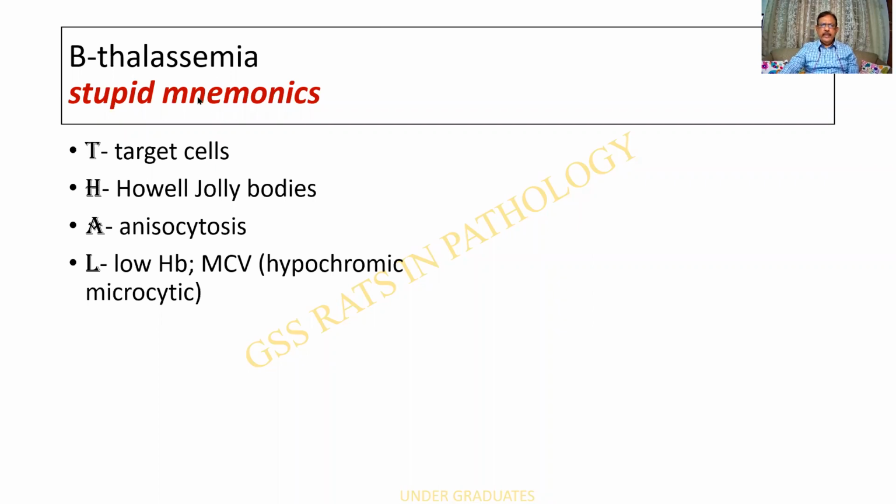Beta-thalassemia, stupid mnemonics which I had picked up from the net. T-H-A-L, TAL. So T for target cells, H for Howell-Jolly bodies, A for anisocytosis, L for low hemoglobin and low MCV, hypochromic cells, microcytic cells. So this is one mnemonic, very easy for us to remember.